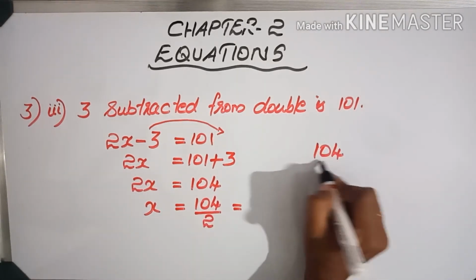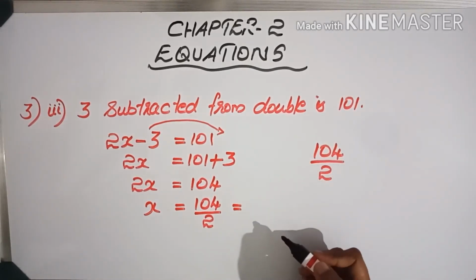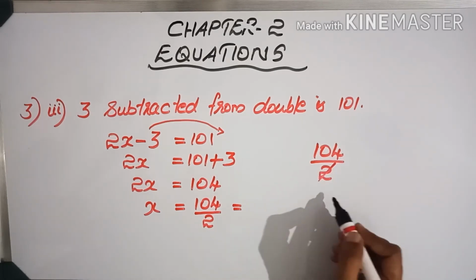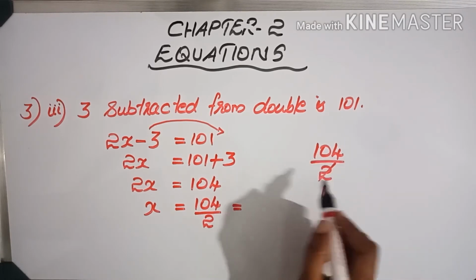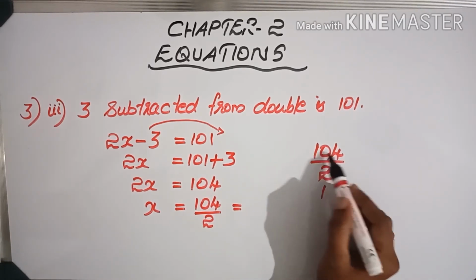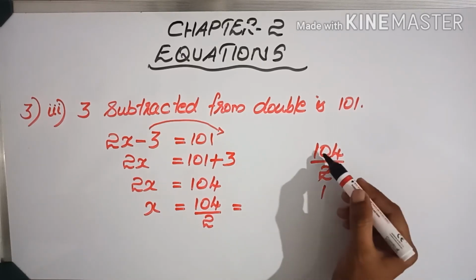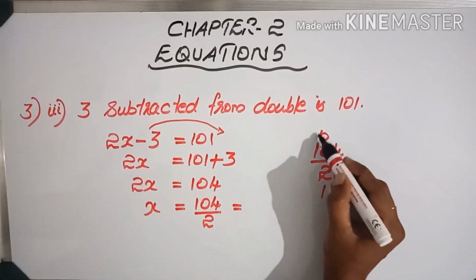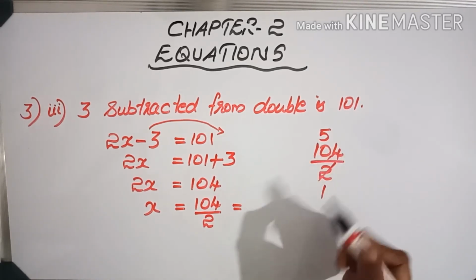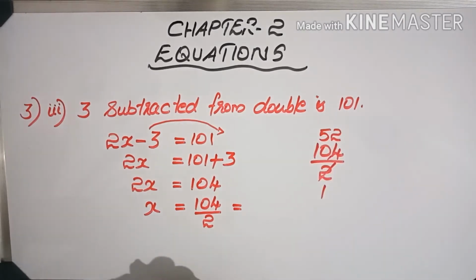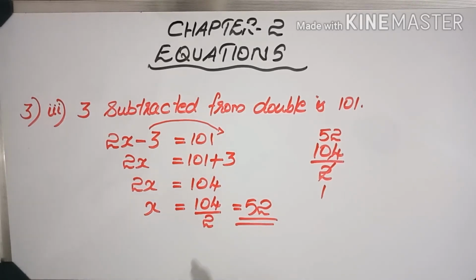So 104 by 2. Both are even numbers, so both are multiples of 2. In 2 how many 2's? Only 1 2 is there. Next take the first number 1. In 1 no 2's. So take the next number along with 1, that is 10. In 10 how many 2's are there? In 10 total 5 2's are there. 5 2's are 10. No remainder. Next number 4. In 4 how many 2's? 2 2's are 4. So the answer is 52. So 52 is the number.